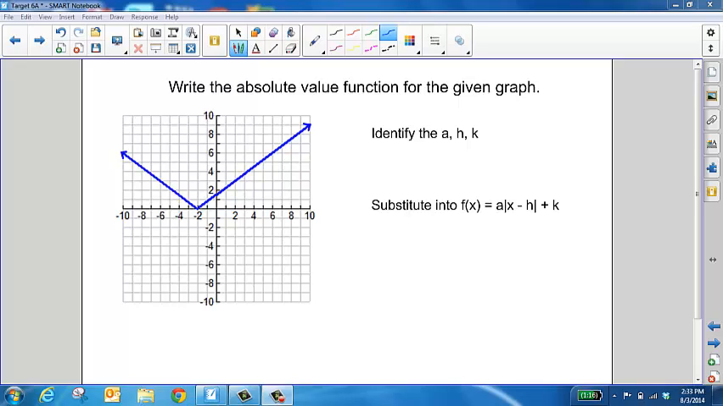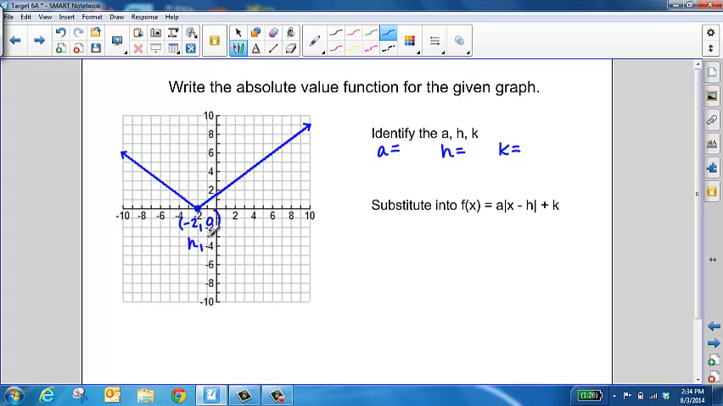In our second example for writing an absolute value function, we want to take a look at the graph on the left and identify the a, the h, and the k from that graph. Now, the h and the k always come from the vertex right here. This vertex is located at -2, 0.